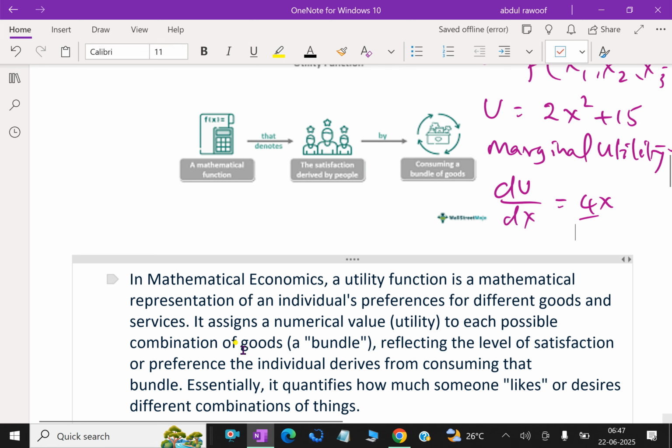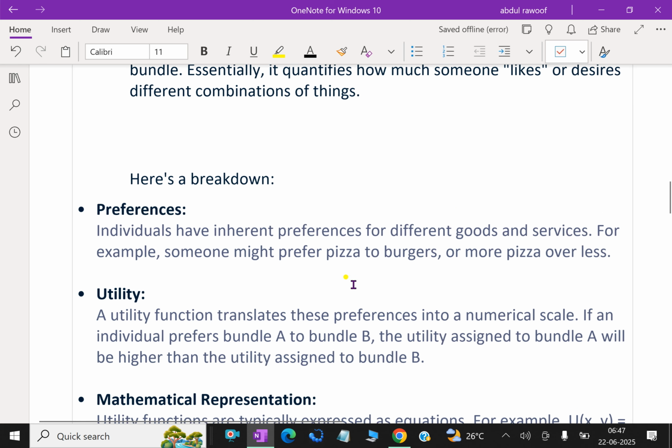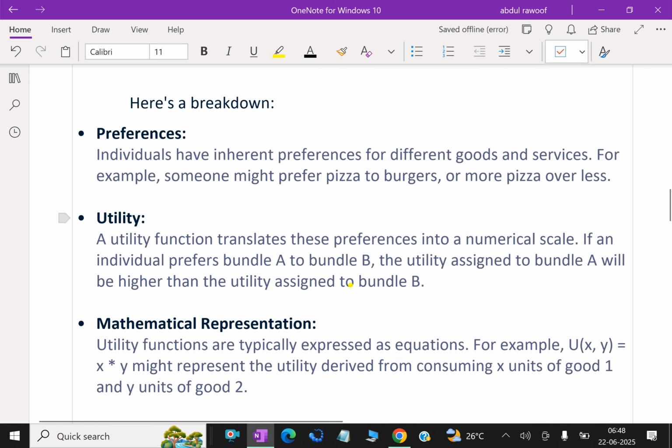In mathematical economics, a utility function is a mathematical representation of an individual's preferences for different goods and services. It assigns a numerical value, that is utility, to each possible combination of goods, that is a bundle, reflecting the level of satisfaction or preference the individual derives from consuming that bundle. Essentially, it quantifies how much someone likes or desires different combinations of things. Look at this example for further detail.